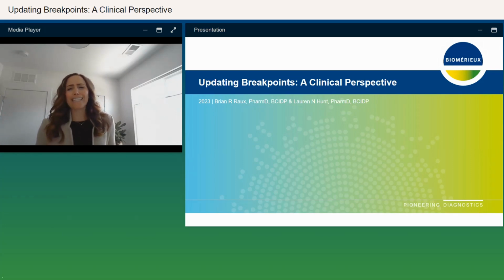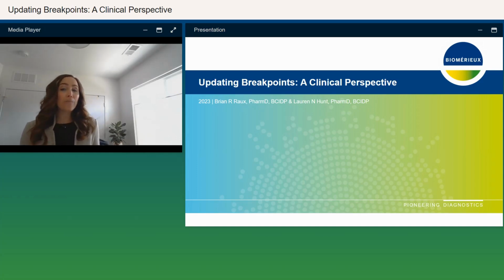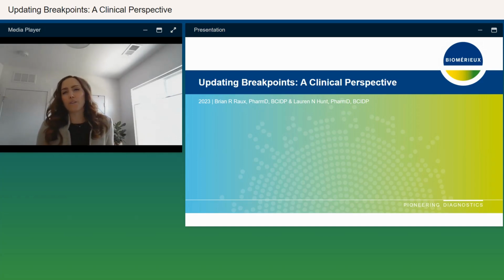The current breakpoints landscape is multifaceted. Some labs are using obsolete breakpoints. There are new regulatory requirements from CAP, and the players in this space, the FDA, CLSI, and manufacturers, are not always aligned. The challenge is many labs and stewardship programs may not be equipped to tackle the task of updating breakpoints. So the question becomes, what support and resources do labs need to update their breakpoints?